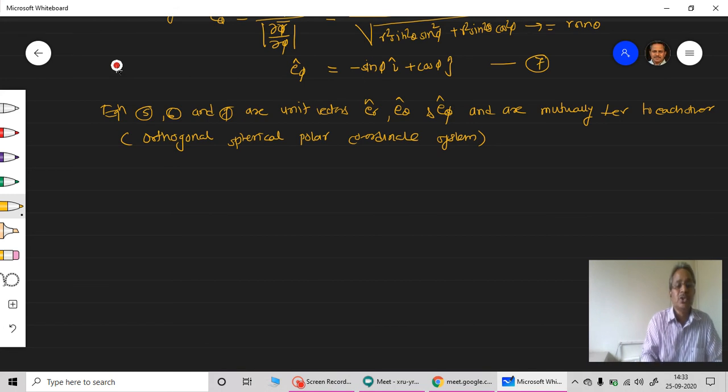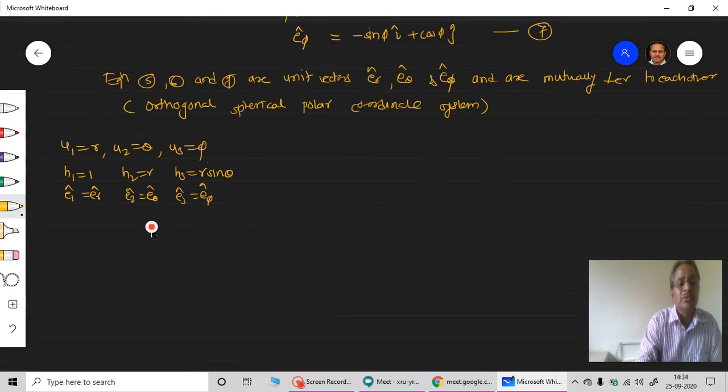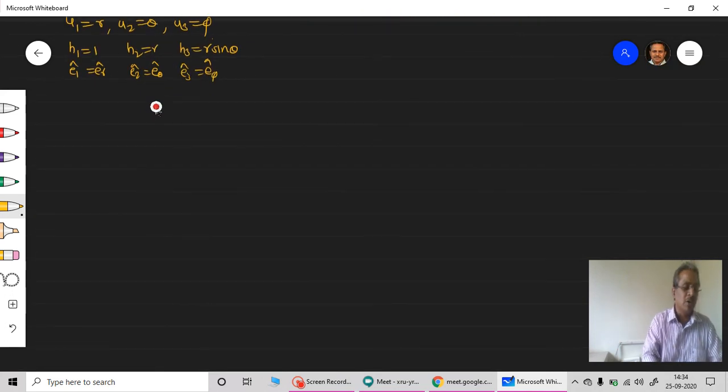So in short, once again I will make a small table. U1 is r, U2 is theta and U3 is phi. H1 is 1, H2 is r, H3 is r sin theta. We have already found out all these things. And e1 cap is er cap, e2 cap is e theta cap and e3 cap is e phi cap. We have already obtained expressions for all this. There are some problems based upon that which will be done somewhat later on. So with this information I have to go for the different components.